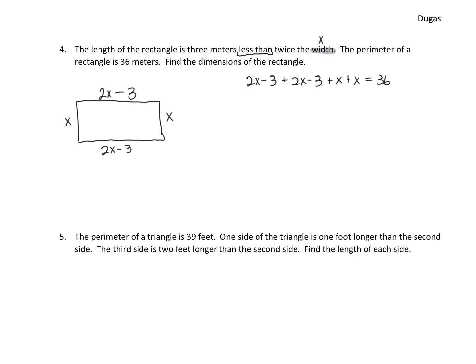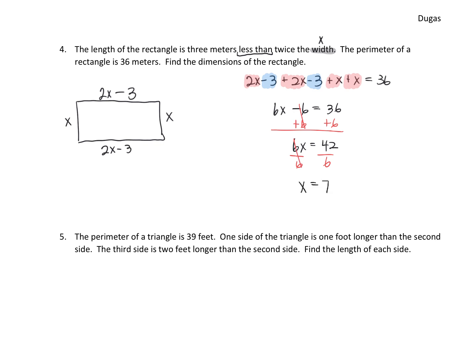So we're going to combine our like terms. 2x, 2x, x, and x. So that's 4, 5, 6x. And then we have a negative 3 and another negative 3. So that would be a negative 6 is equal to 36. And then we're going to solve. So we'll start by adding 6 to both sides of the equation. So we get 6x equals 42. We'll divide by 6, so x is 7.